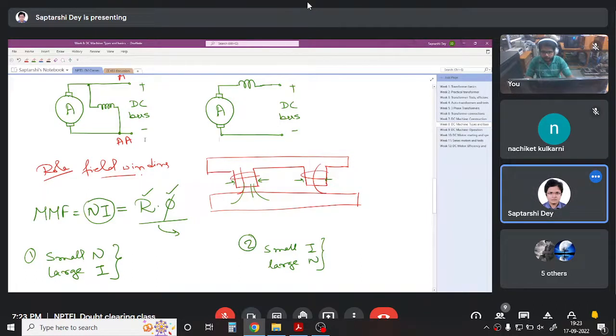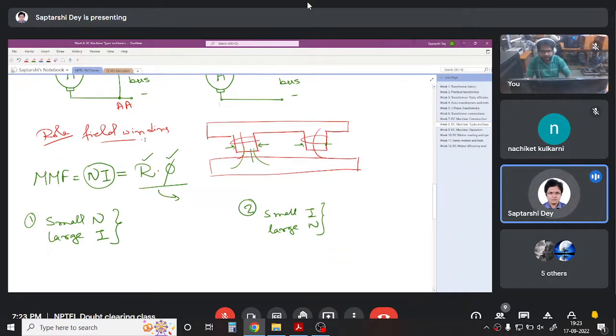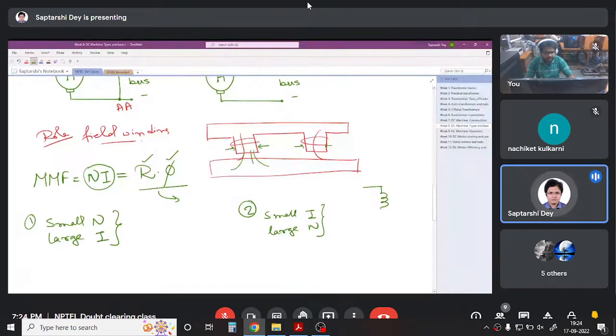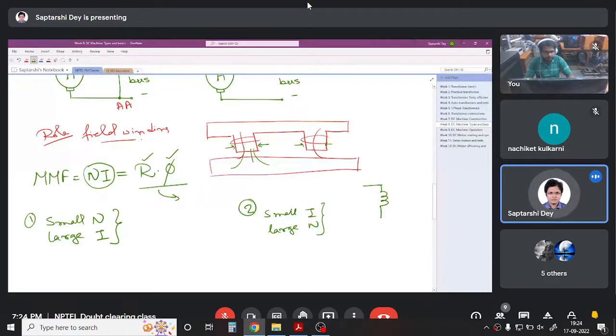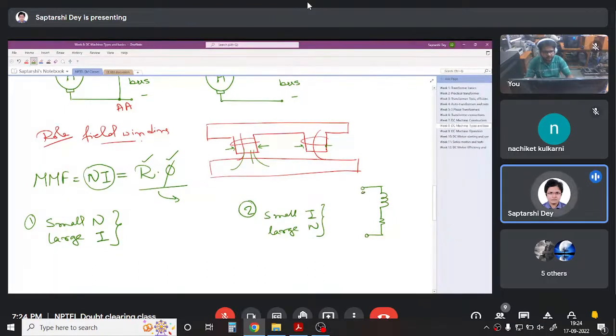But to excite a field winding, you need some power. So, what is that power? Basically, a field winding is nothing but a large winding with a resistance. This resistance is not connected to it; this is the resistance of the winding. If you have a winding, there is a resistance. We draw it as a lumped parameter, a series resistance.